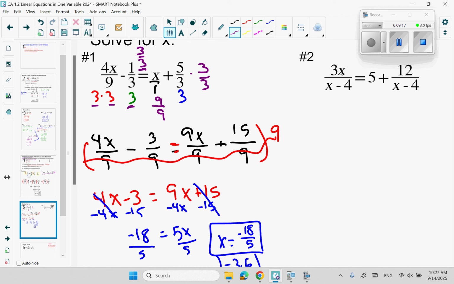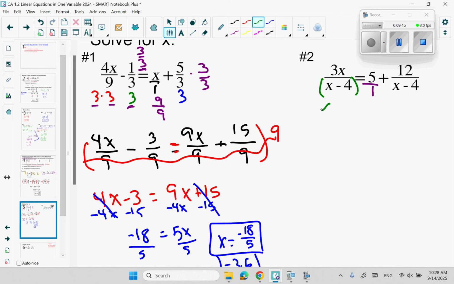Here, we get 3x over x minus 4. I'm going to put 5 over 1. And here I have 12 over x minus 4. As I talked about earlier, this is a process of factoring, aka multiplication. For example, 9, 3 times 3. Well, that's not what's happening here, x minus 4. So we have to consider that x minus 4 is one thing. It's one factor. So you cannot break that apart.